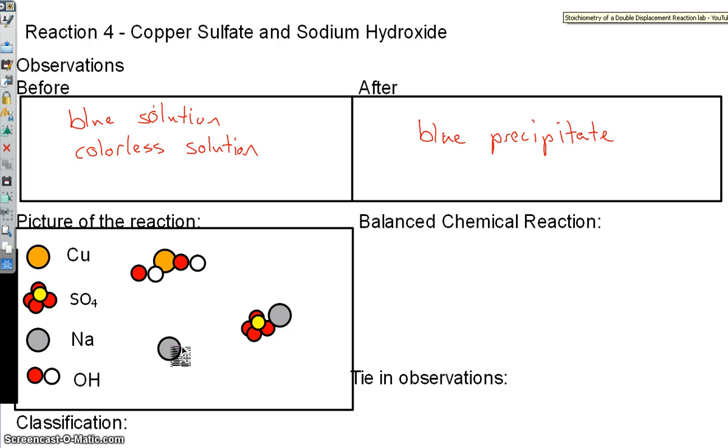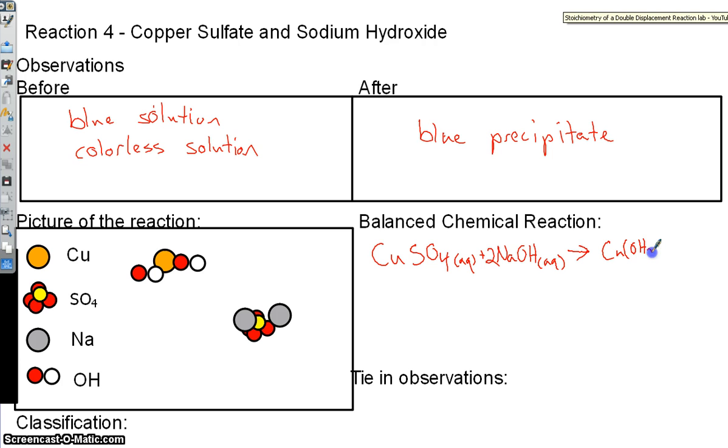But that's fine because sulfate is 2- and you need 2 sodiums with it in the first place. So again, the reaction, I have copper sulfate, that was aqueous, with sodium hydroxide, that was also aqueous, but I found I need to have 2 of those to make it balance out with my pictures. That makes copper(II) hydroxide, and sodium sulfate.